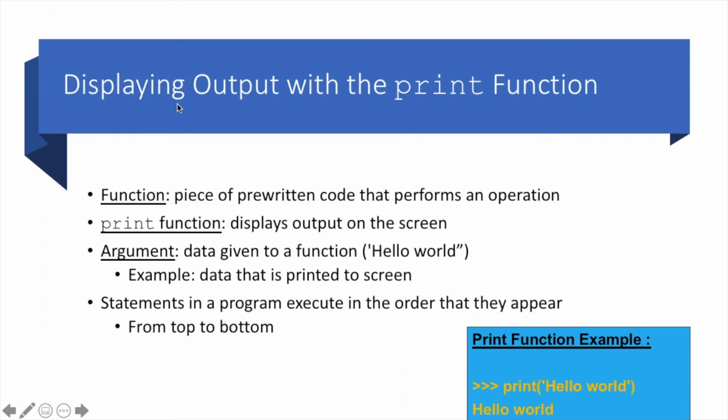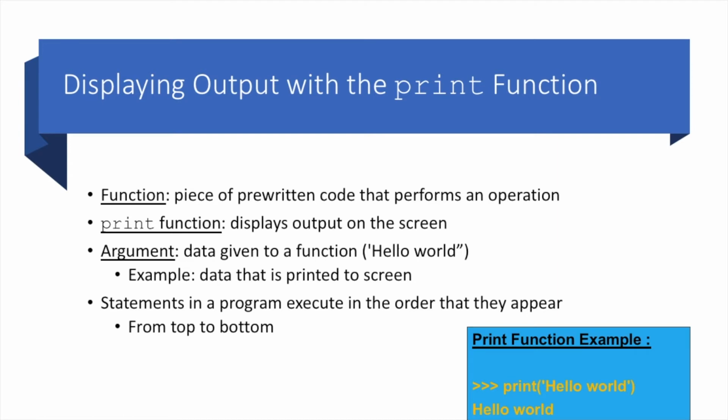Now, in order to display the outputs, we need to use something called the print function. A function is a piece of pre-written code that is already designed and performed by Python, and it will do a specific job. The print function, from its name, will display the output on the screen. The arguments are the data given to the function. So, for example, if I want to print hello world, I will type print and then open a parenthesis, then type hello world inside, as we will see right now. So we have three main things: the function, which is pre-written, like print, called the print function, and the arguments inside the print function. If we type print hello world, it will display hello world.